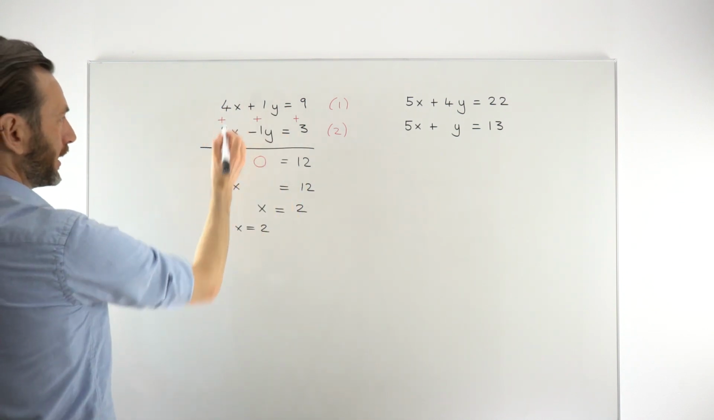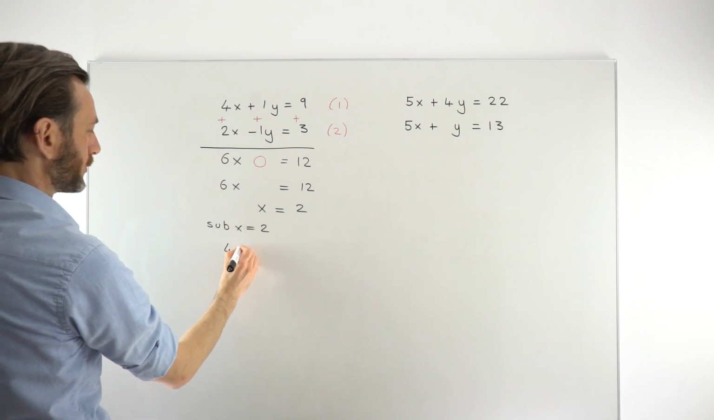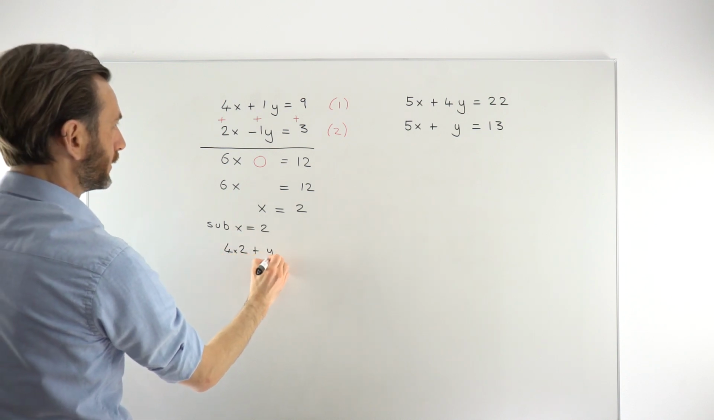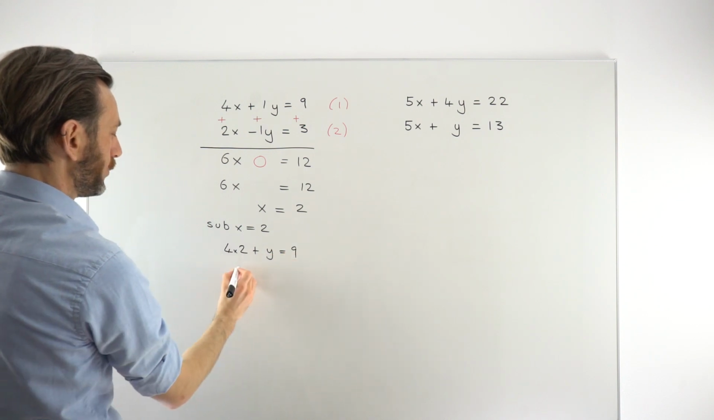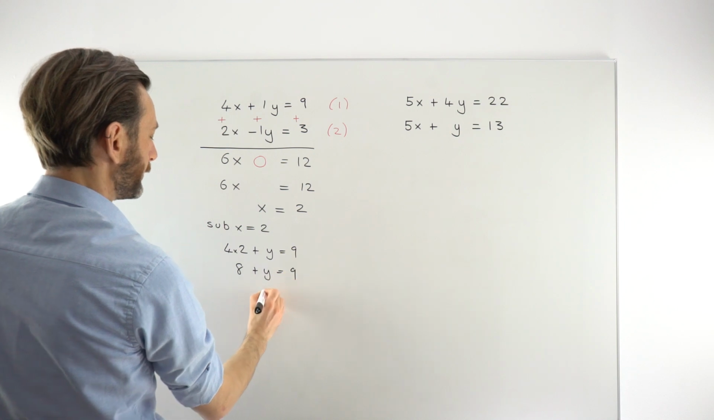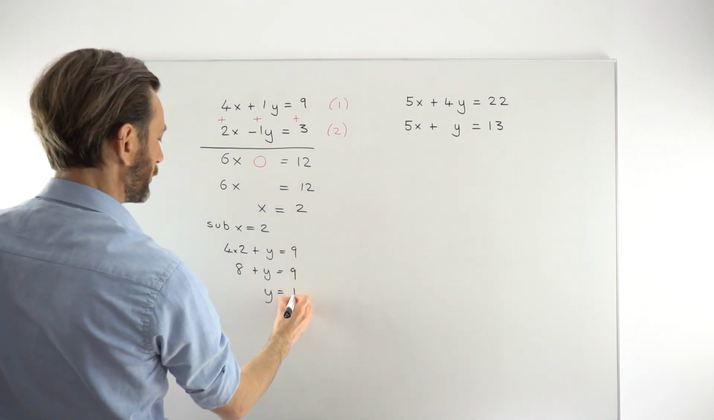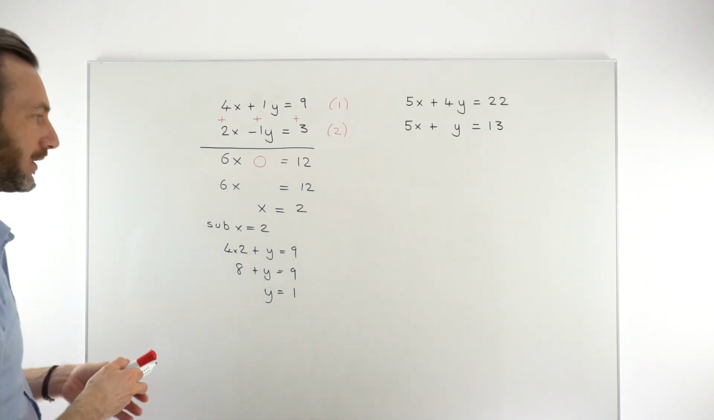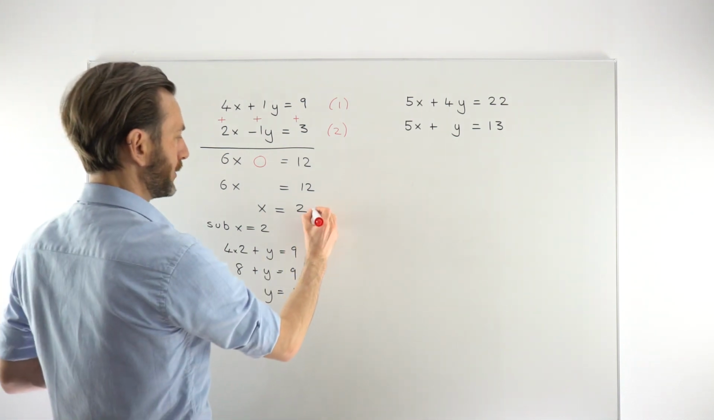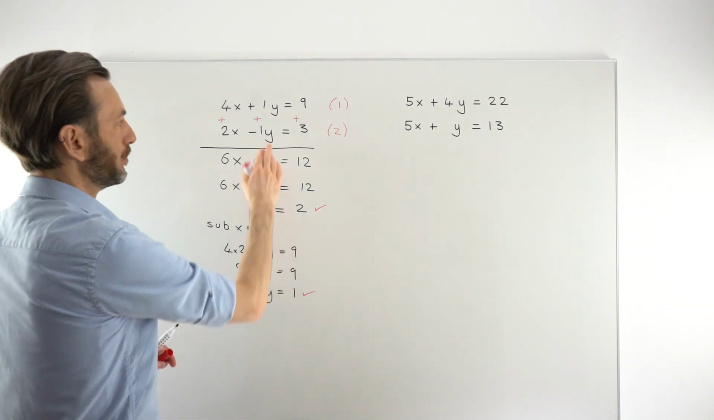So 4 times x, that's now going to be 4 times 2. So let's go 4 times 2 plus y equals 9. 4 times 2 is 8, so we get 8 plus y equals 9. Just moving that 8 to the other side, it would become 9 minus 8, which is 1. So that's basically our solution pair. x equals 2, y equals 1. So these numbers satisfy both equations.